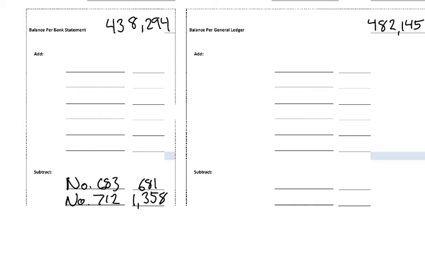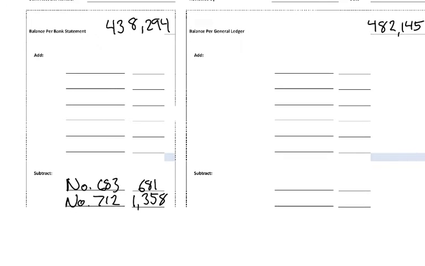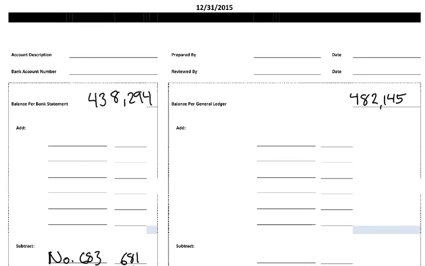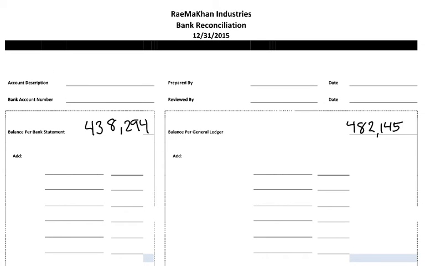Of $482,145. That amount also takes into account this canceled check. So therefore, there's no transaction for a canceled check.